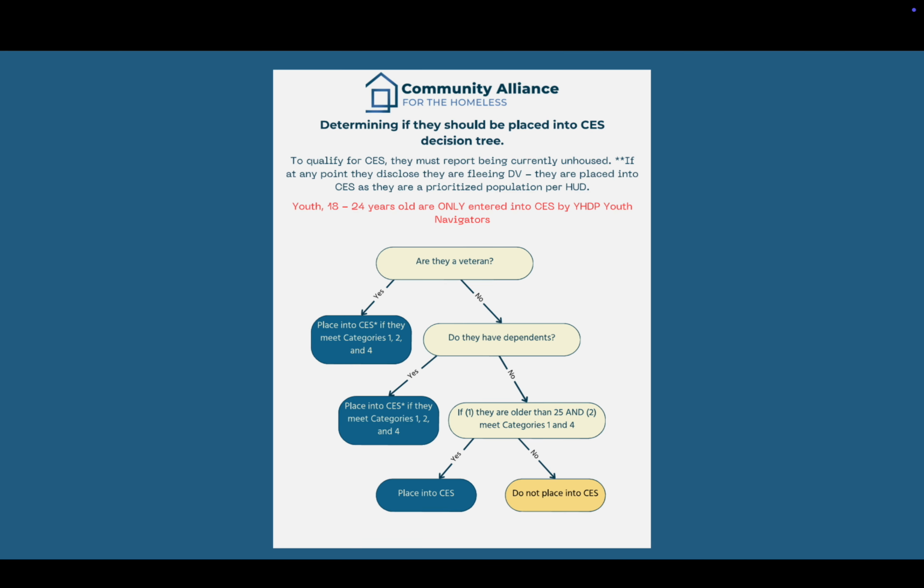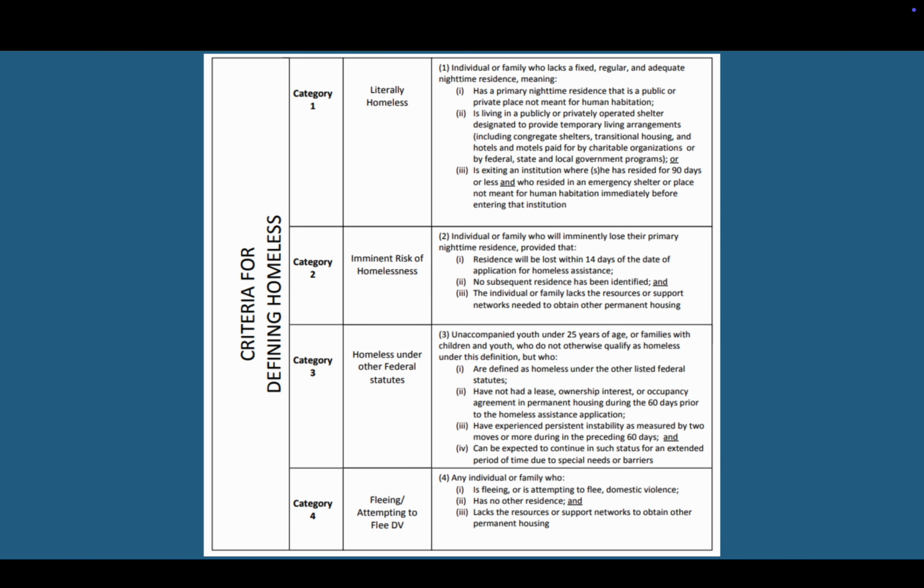Here is a decision tree that will help you decide if someone should be placed into coordinated entry. Take a moment and look over it. All the forms shown will be available on the CAF website under Partner Portal, and then click on Coordinated Entry. And then here is a table that describes the categories of homelessness as defined by HUD. This is what HUD uses to determine who gets put in coordinated entry. We primarily work with clients who are in the first, second, and fourth categories.